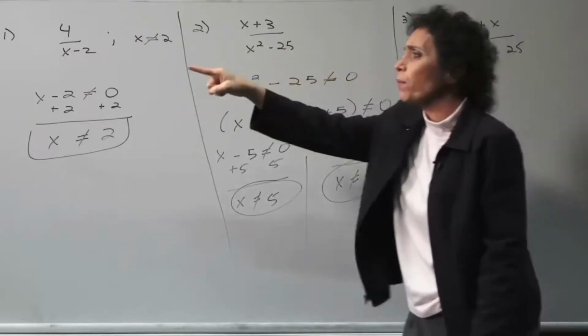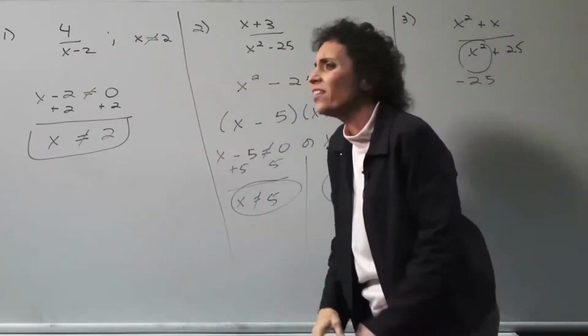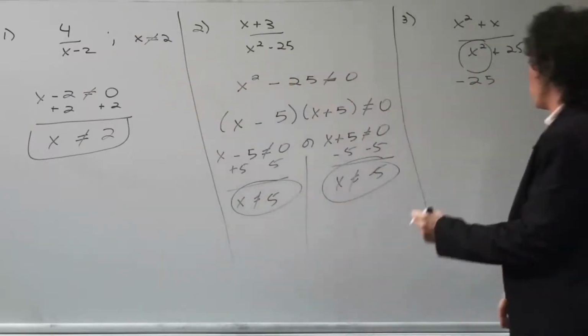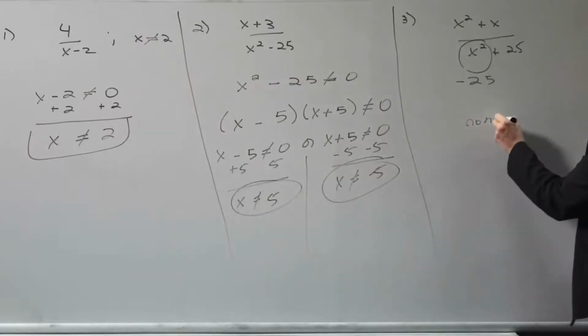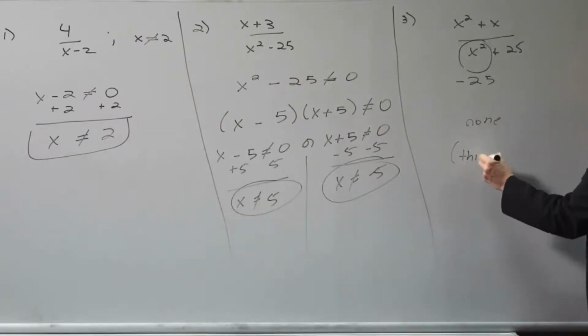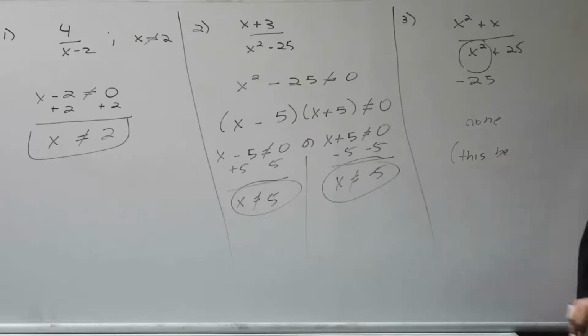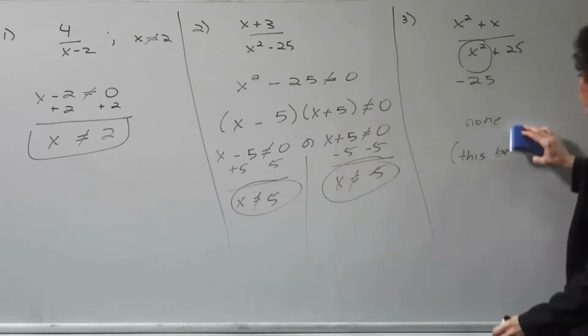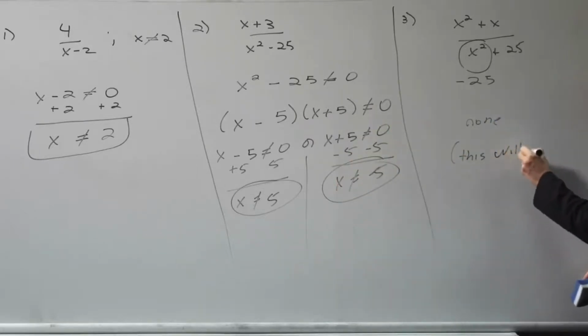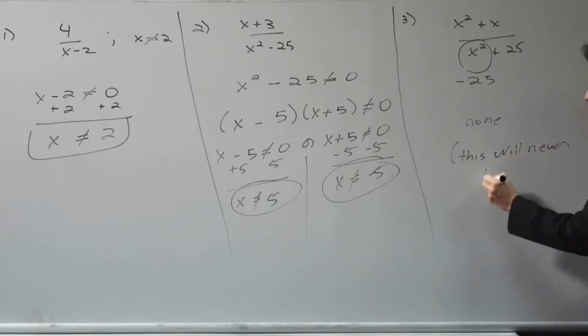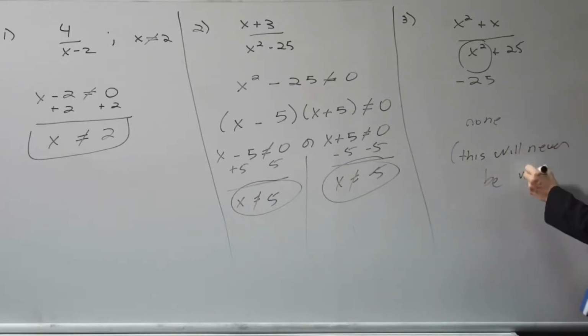So find any numbers for which the rational expression is undefined. There are no numbers that will make this undefined. So none, because this will never be undefined. So you kind of have to just think about it.